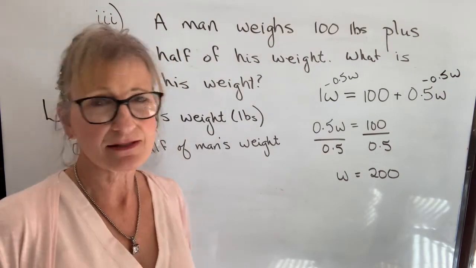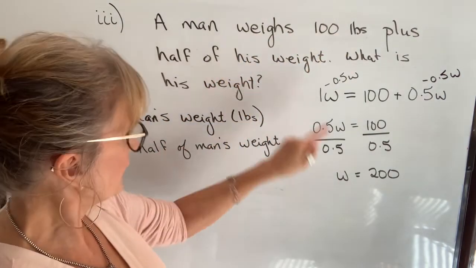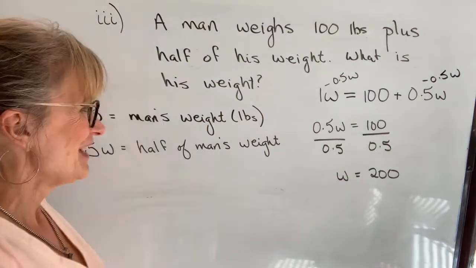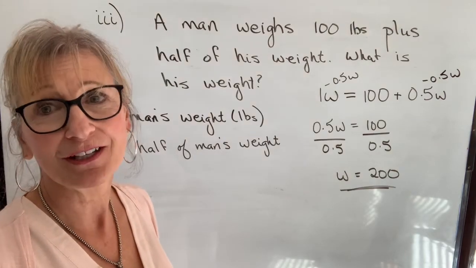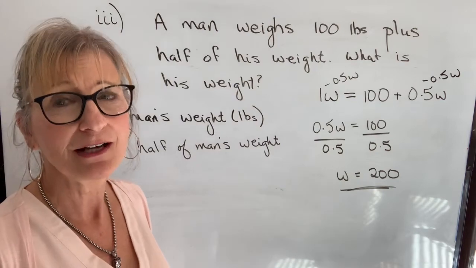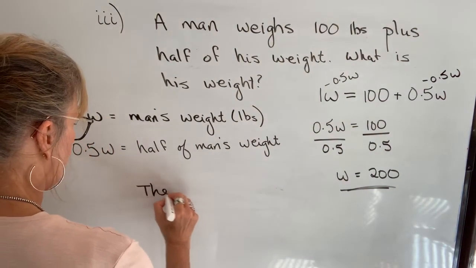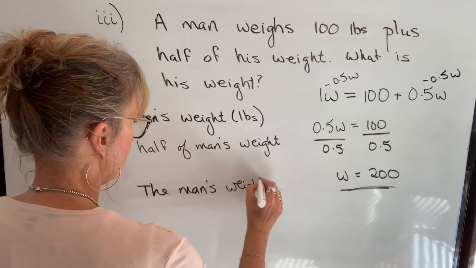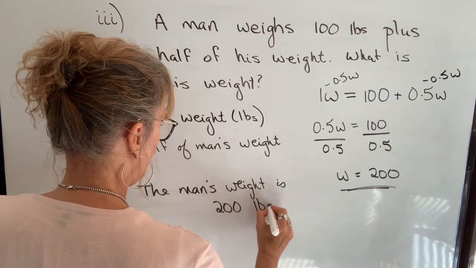Let's see if it makes sense. A man weighs 100 plus half of his weight. So half of that's 100. 100 plus 100 is 200. Most people are not going to get that right. Just if you don't believe me, try it. Ask your friends and family, see what answer you get. They probably won't say 200. I bet they'll say 150. So we finish the problem by making the statement, the man's weight is 200 pounds.